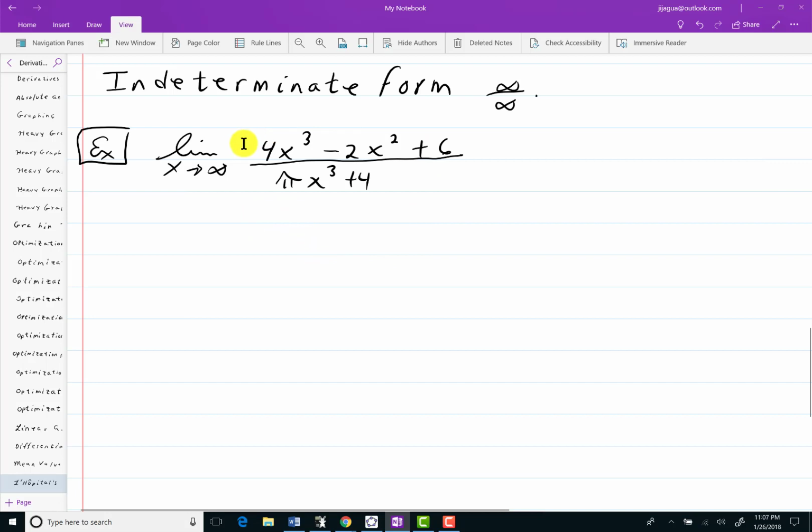You should know that any polynomial goes to infinity if it starts off with a positive coefficient. So both of these are going to infinity. That works for any power. The only thing that it wouldn't work for is a horizontal line. But other than that, these are always going to be infinity over infinity. So there's our indeterminate form. And I'll go ahead and apply L'Hopital's rule.